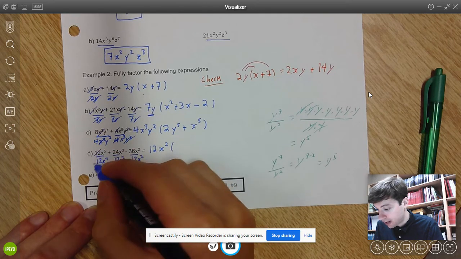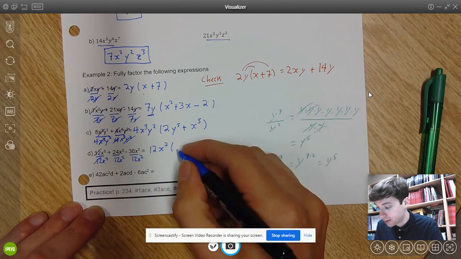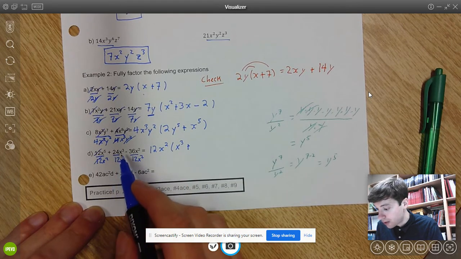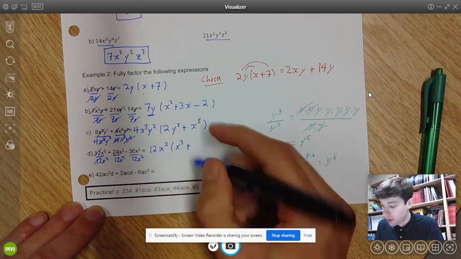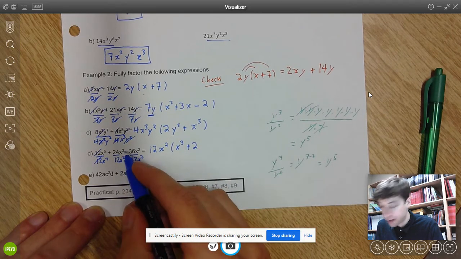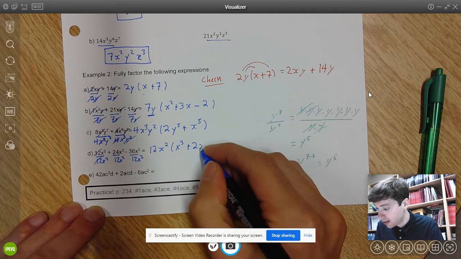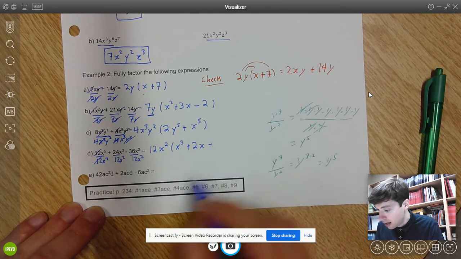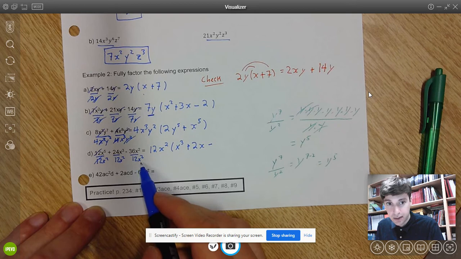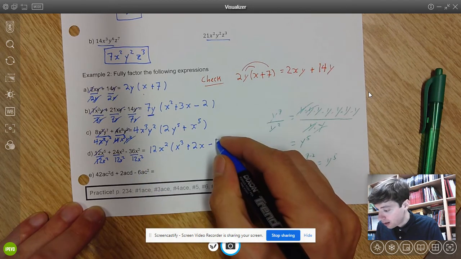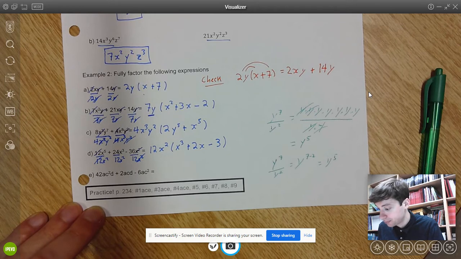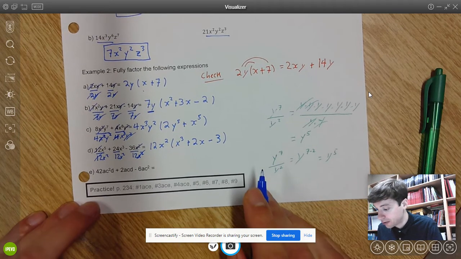12 divided by 12 cancel out. X to the 5th divided by x squared, I'm left with x cubed. 24x cubed divided by 12x squared. Well, 24 divided by 12 is 2. X to the 3 divided by x to the 2, I'm just left with 1x. 3 minus 2 is 1. I don't need to write the 1. Minus 36x squared divided by 12x squared. I'm going to be left with just a 3 because my x squareds are canceling out. And again, I could check by distributing.